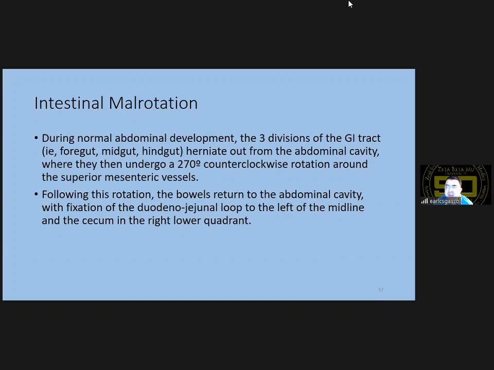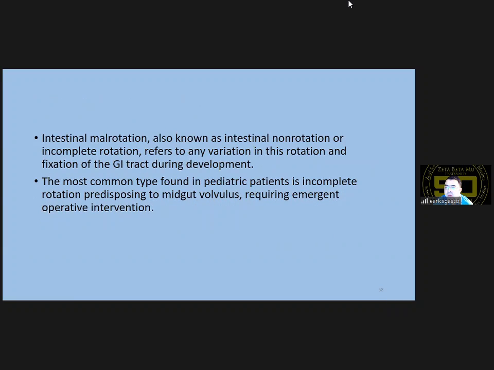Now, intestinal malrotation, or intestinal non-rotation or incomplete rotation, refers to any variations in this rotation and fixation in the GI tract during development. The most common type in pediatrics is incomplete rotation, predisposing to midgut volvulus. This actually requires emergent operative intervention. Midgut volvulus.